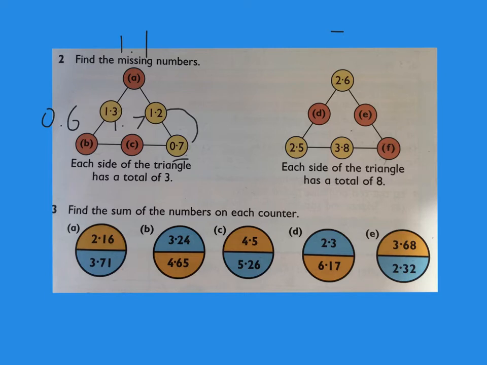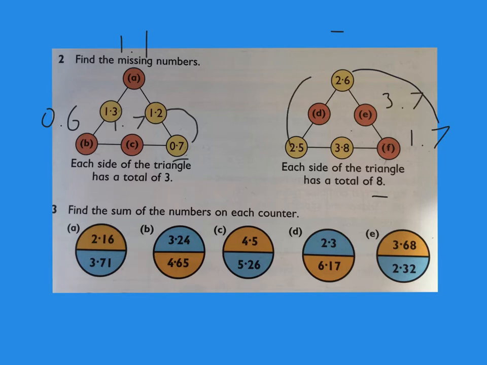So if you look carefully at the question, it says that each side of the triangle has a total of 8. So this one's a little bit more complicated. So 2.5 and 3.8. So if I add the 0.5, it would make 4.3, 6.3, which means F then is 1.7. So if I add 1.7 and 2.6, so if I add the 0.7 to 2.6, it's 3.3, then 4.3, which means that E then is 3.7 to bring it up to 8.